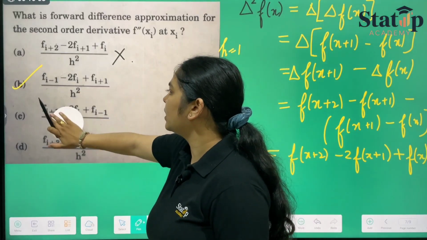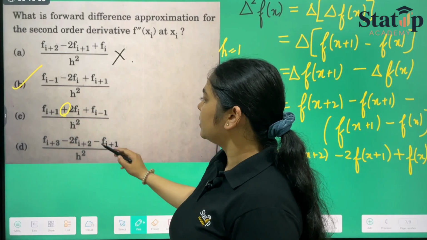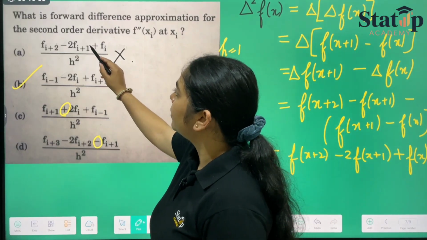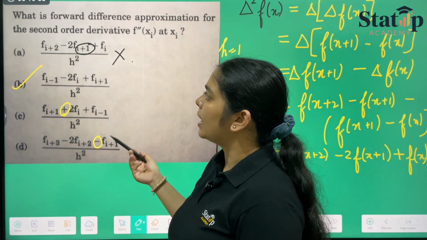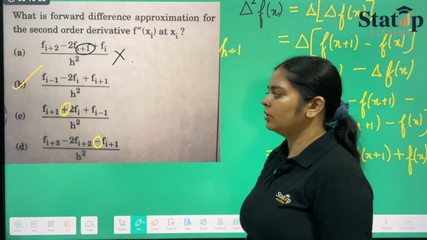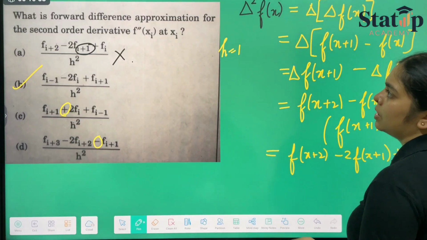Here also we can see the plus sign is there. Here also we can see that the negative sign is here. And here this doesn't come in between i and i plus 2. So B is the correct option of this question. Direct implementation of our result.